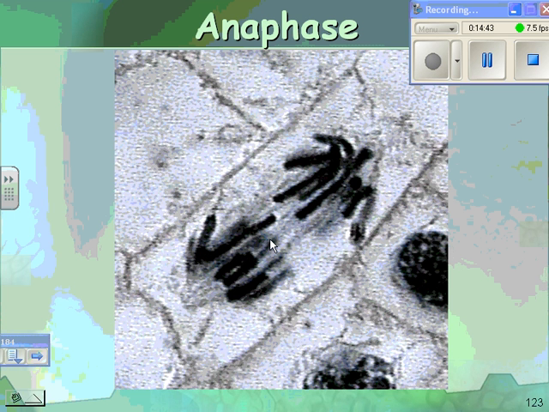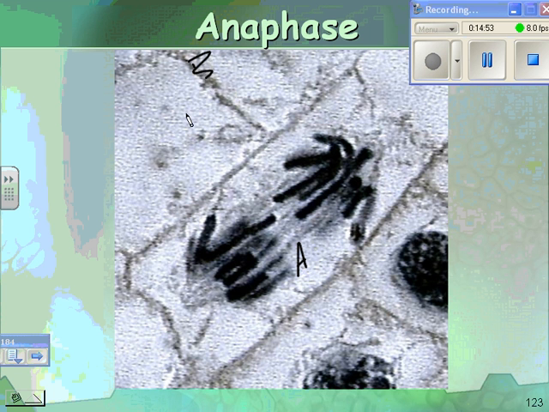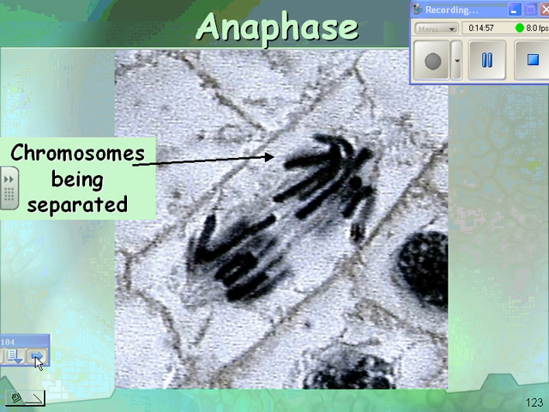Here's a real picture of anaphase in a plant cell. Notice you still have just one cell. You don't have it separated out yet, but your DNA is separating. So when it's being pulled apart, that's anaphase. So chromosomes are being separated there.